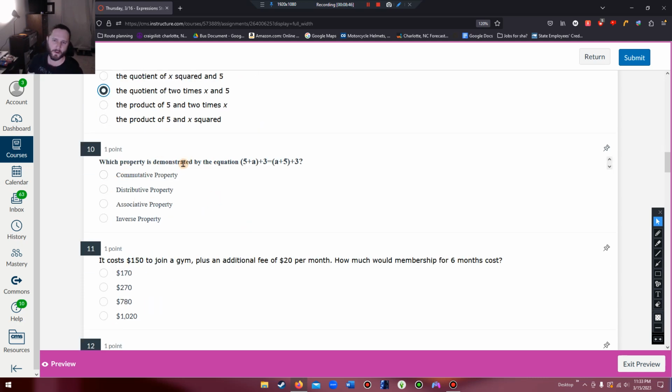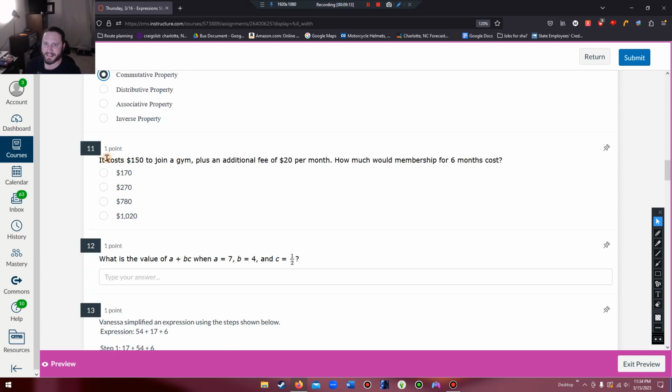For number 10, which property is demonstrated by the equation 5 plus a plus 3 equals a plus 5 plus 3? So in this equation, the parentheses didn't move, but the things that are inside of them did. The numbers moved, but not the parentheses. That means it's the commutative property.